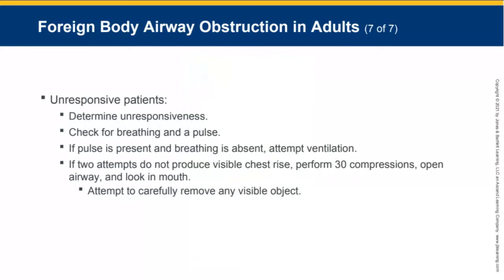Now for your unresponsive patients, still on foreign body airway obstruction in adults, determine unresponsiveness, check for breathing and pulse. If the pulse is present and breathing is absent, attempt ventilation. If 2 attempts do not produce visible chest rise, perform 30 compressions, open the airway, and look in the mouth. Attempt to carefully remove any visible object.